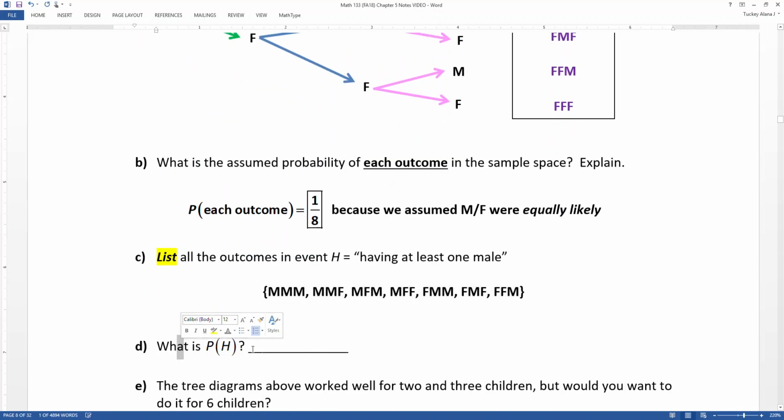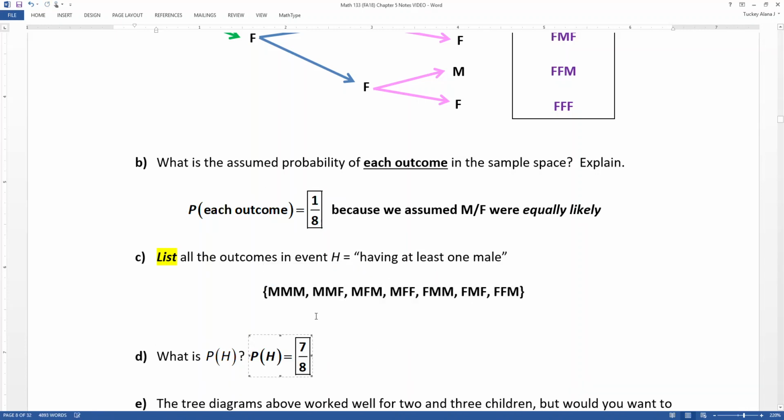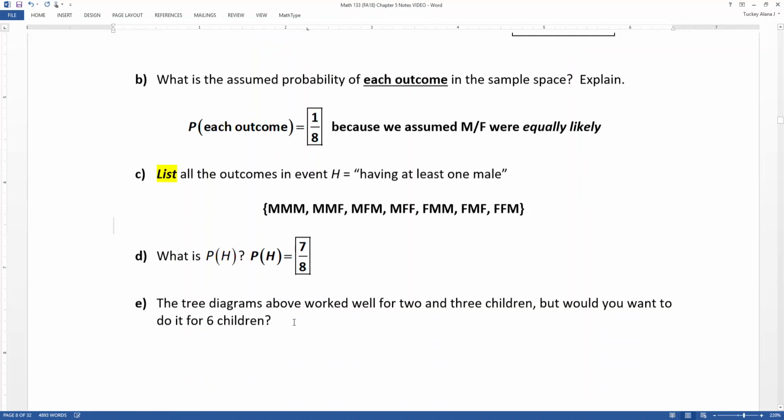Now here it's asking what is the probability of H, of this event H having at least one male. Well, there's 7 outcomes out of 8 total, so the probability would be 7 out of 8. All right, there we've got that.